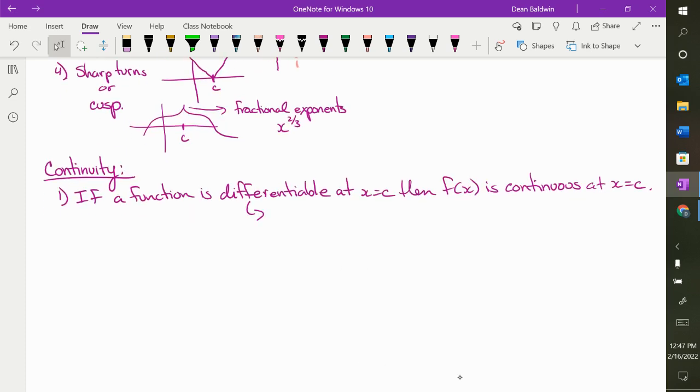This means, you know what, I'll just say f prime of x exists. You can find the derivative. That's what that means. Anything else? Okay.